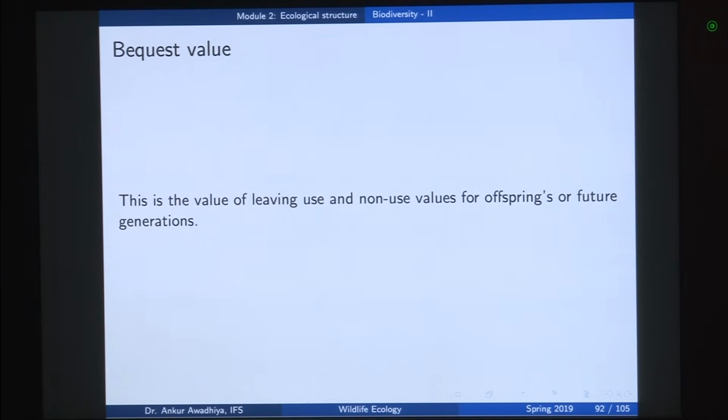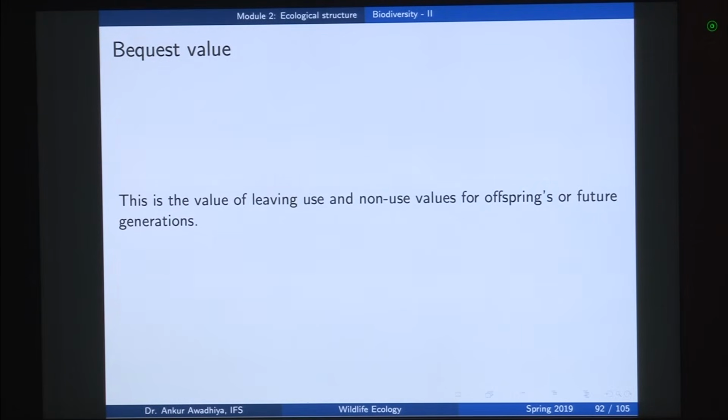So, for instance, today we are able to see tigers and we are able to derive joy out of it. Now, we could have this proposal that let us kill all of these tigers, let us stuff them and let us sell them to foreigners. Now, if that happens, we might get quite a huge amount of foreign exchange, but then I might feel sad because my future generations will not be able to see tigers if such a thing happens.